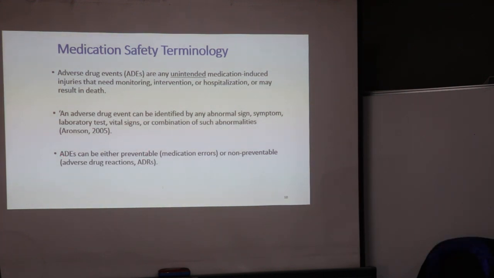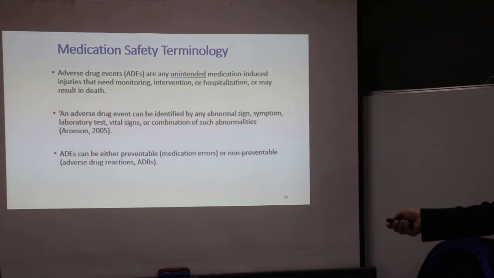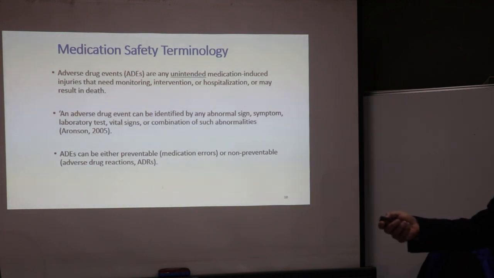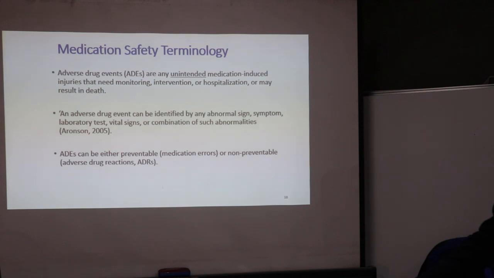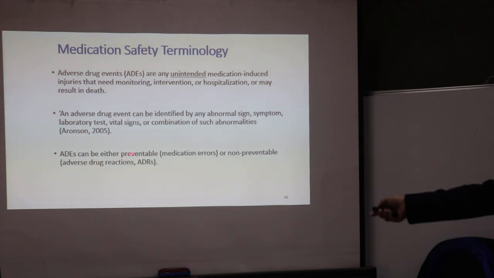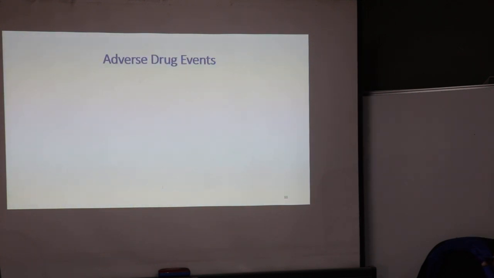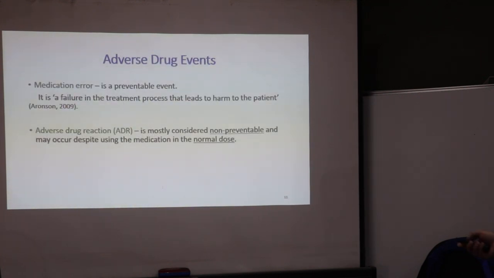As I said, adverse drug events could be preventable or non-preventable. If it's preventable, we call it a medication error. If it's non-preventable, we call it an adverse drug reaction, usually called side effects. It's usually non-preventable. My focus in my thesis is on medication errors because we can prevent those, while adverse drug reactions are less preventable. So we try to focus on the preventable ones.